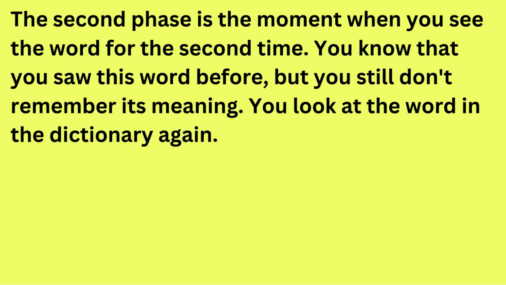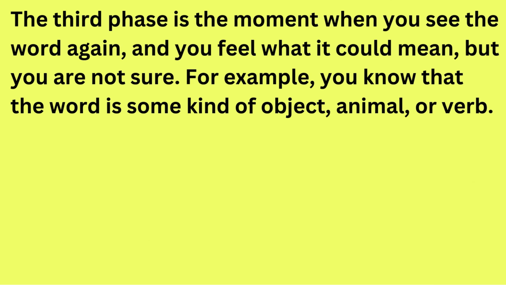The second phase is the moment when you see the word for the second time. You know that you saw this word before, but you still don't remember its meaning. You look at the word in the dictionary again. The third phase is the moment when you see the word again, and you feel what it could mean, but you are not sure. For example, you know that the word is some kind of object, animal, or verb.